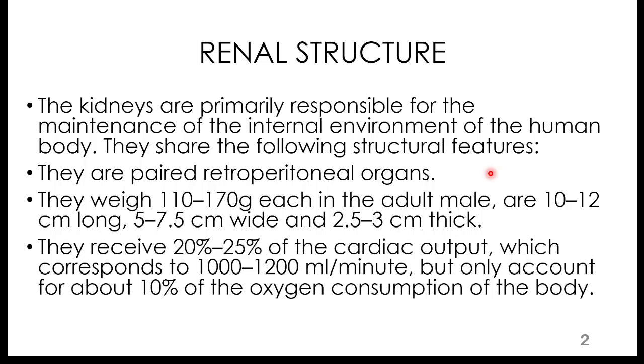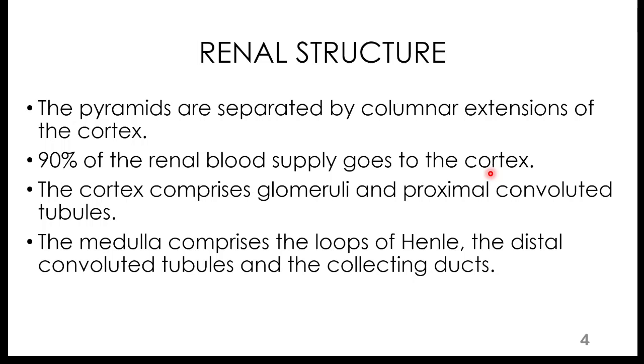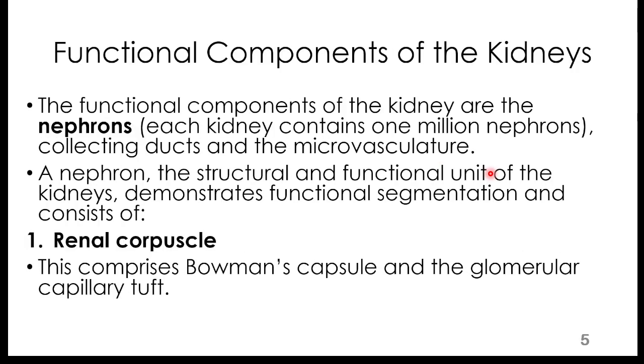It's a most interesting organ, the kidney, because the two kidneys receive about 20 to 25% of the cardiac output, and as the kidneys are only about 0.4 to 0.5% of the total body weight, it means that they receive the highest blood flow of any organ in the human body, and the entire plasma volume is cycled through the glomerular system about 20 times in 1 hour. Now, the blood flow through the kidneys is not homogeneous, right? About 90% of it goes through the cortex.